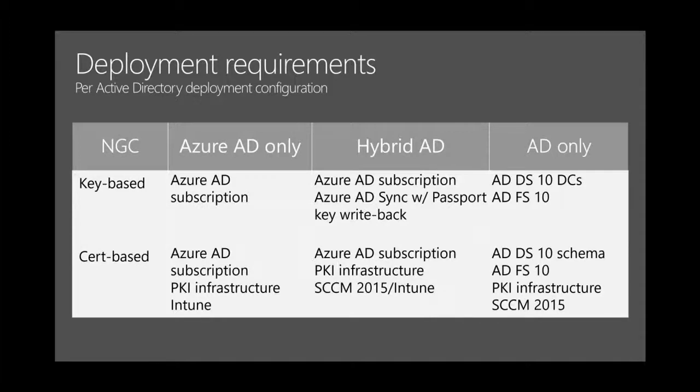What do I do if I have an on-premises solution only? So in an Azure AD situation, you'll need an Azure AD subscription. Base subscription, I believe, is free, right? And for key pair-based authentication. If you want to do cert-based authentication, you also need a PKI infrastructure and Intune to be able to do that, obviously, because you need certificates, right, to do authentication.